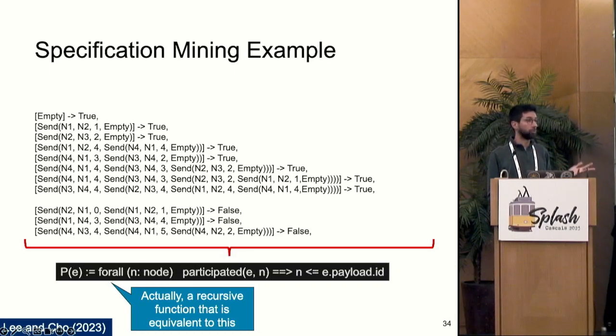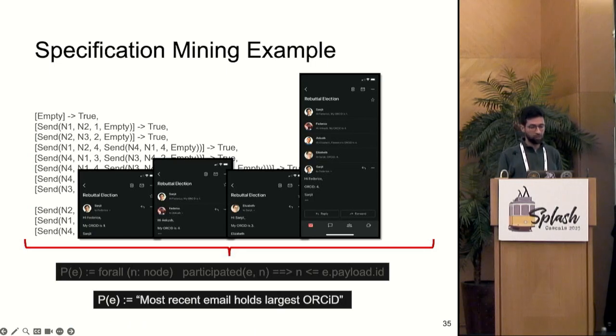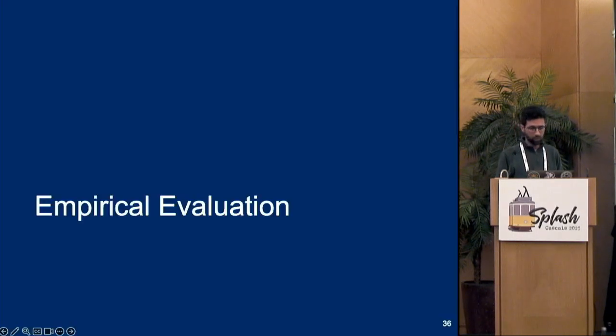And this is just from examples. Another way to think about it is like we're giving this tool a bunch of emails from our rebuttal election, and it is returning, hey, the most recent email holds the largest ORC ID, which is a property that we used for our proof. Okay, so sorry, that was a bit of a whirlwind.